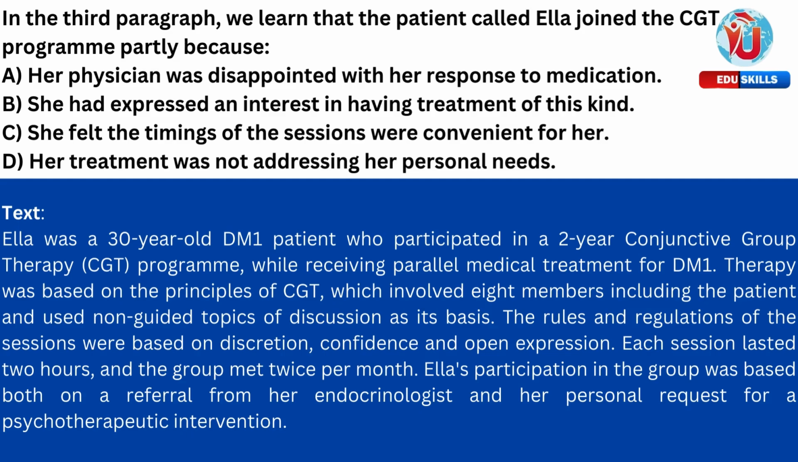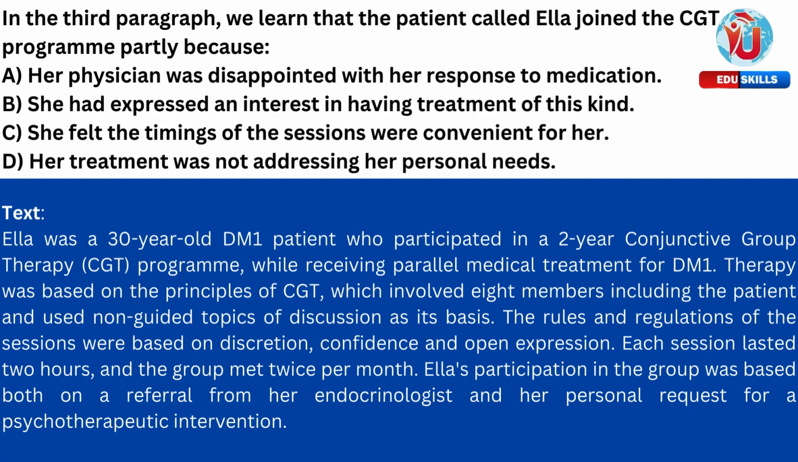Ella was a 30-year-old DM1 patient who participated in a 2-year conjunctive group therapy program while receiving parallel medical treatment for DM1. Therapy was based on the principles of CGT, which involved 8 members, including the patient, and used non-guided topics of discussion as its basis. The rules and regulations of the sessions were based on discretion, confidence, and open expression. Each session lasted 2 hours, and the group met twice per month.